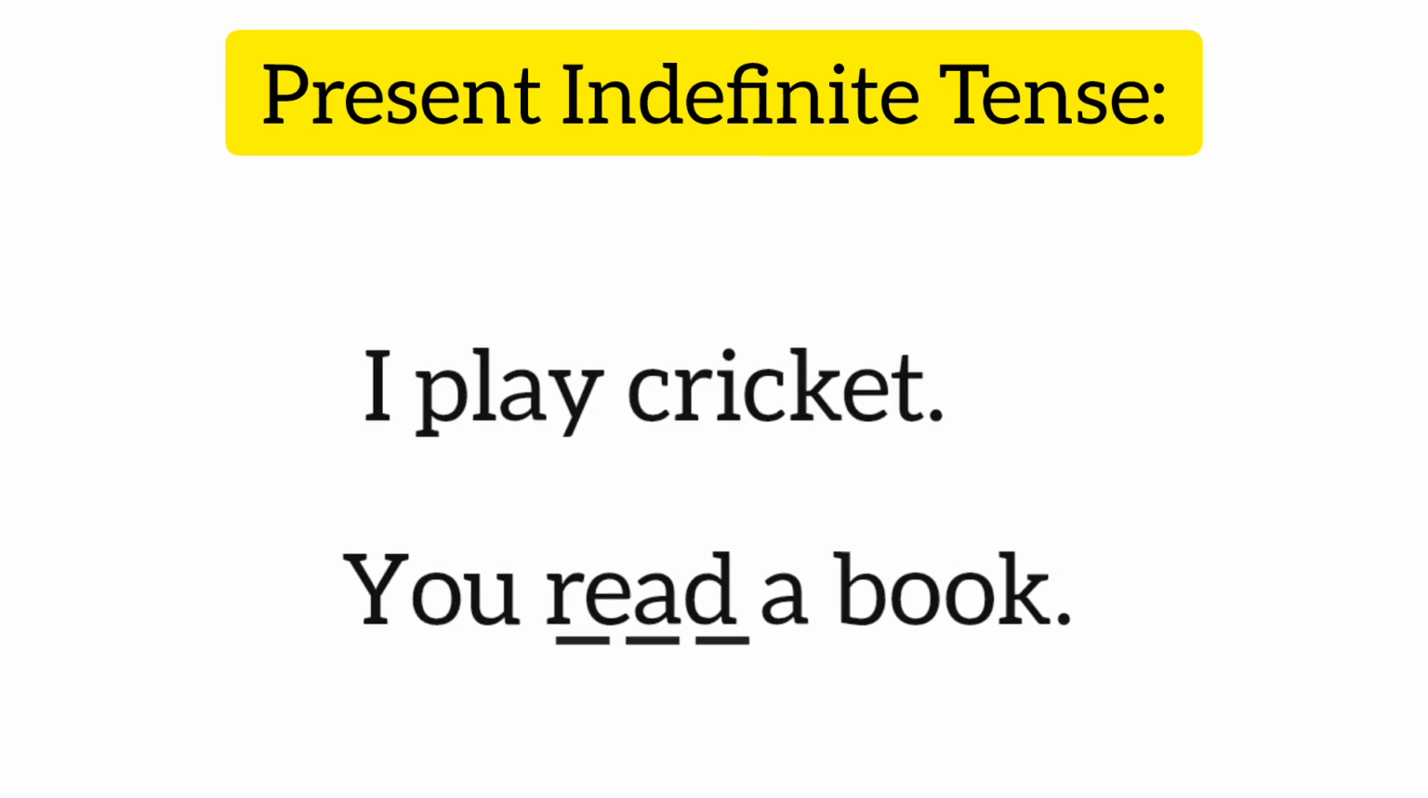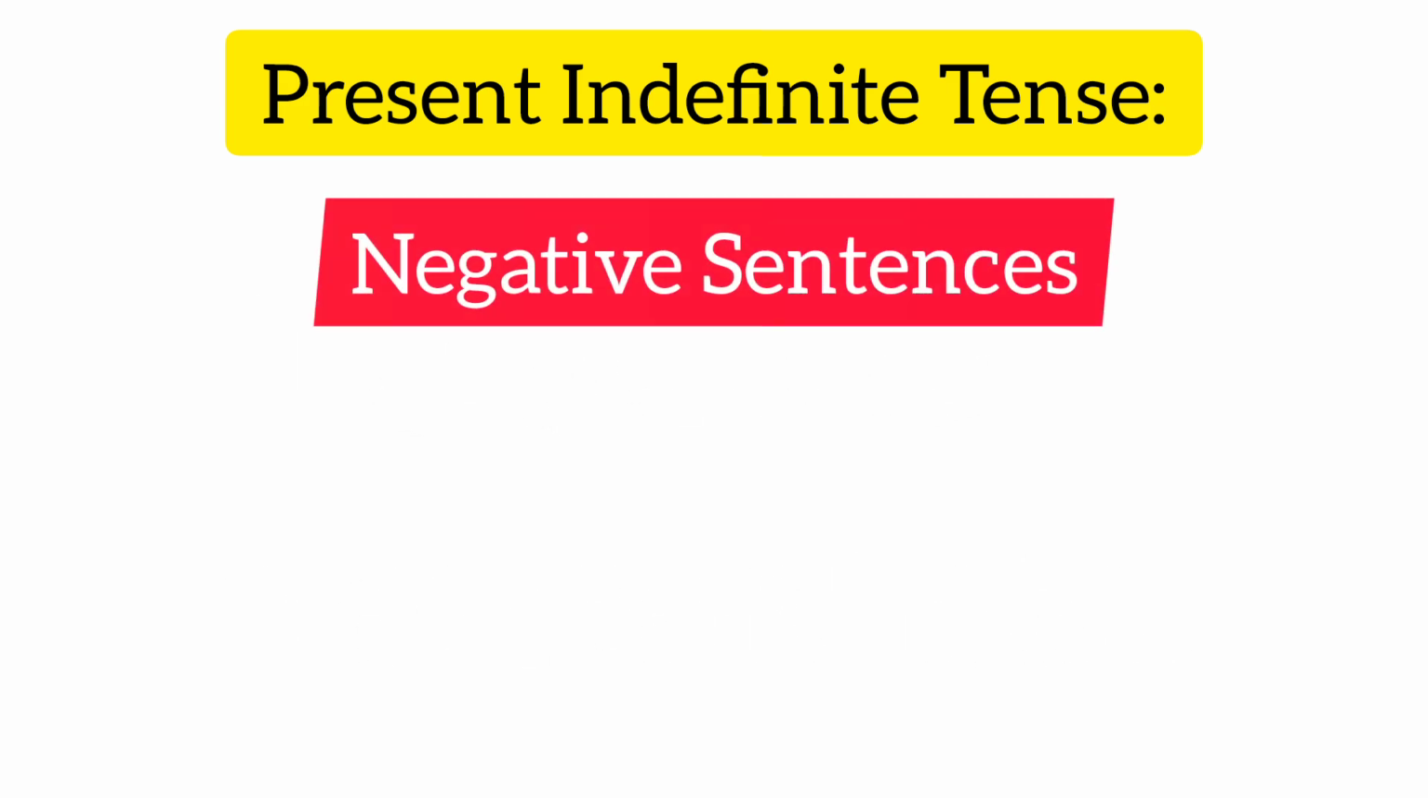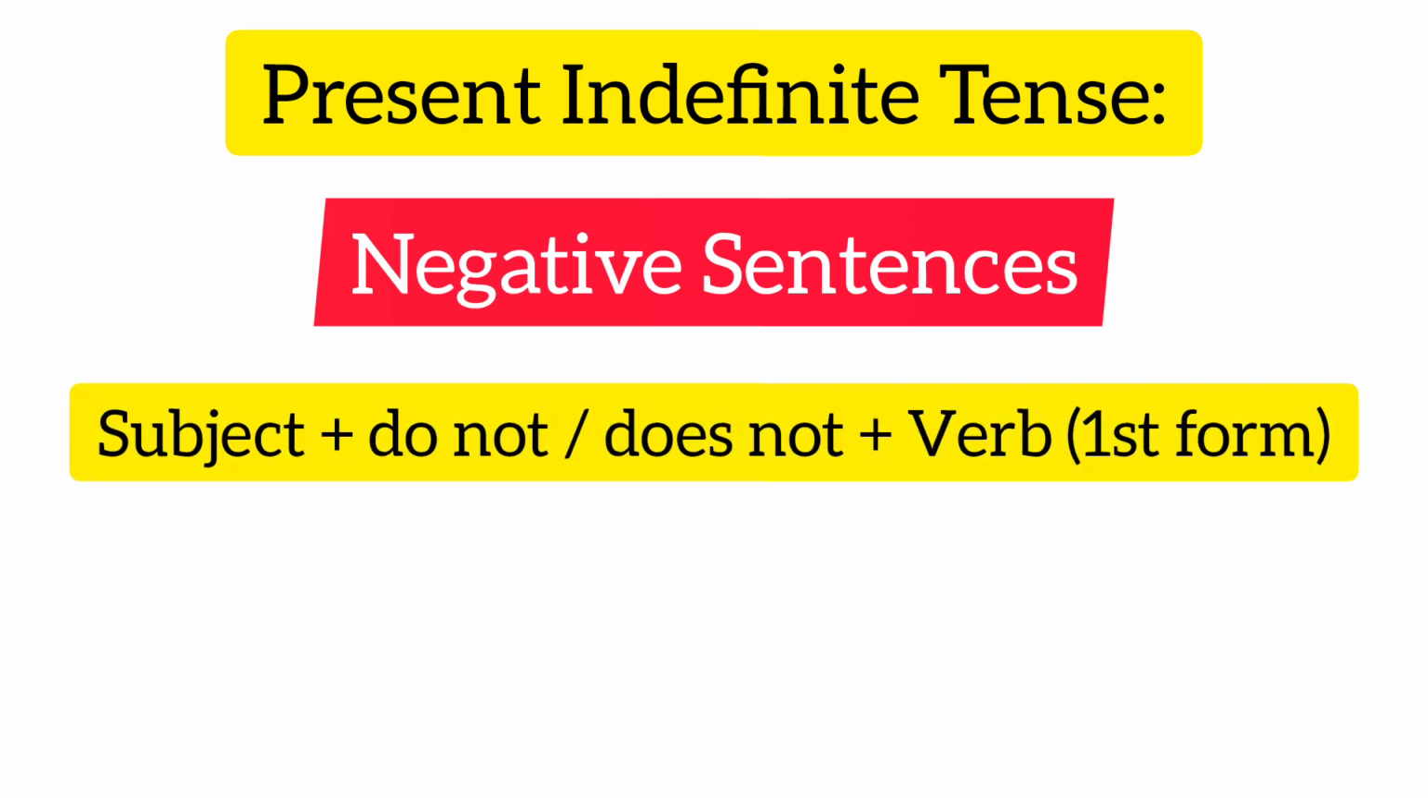Okay, now let's move towards the negative sentences. In order to make a sentence negative, you have to remember this formula. Subject plus do not or does not plus verb first form. It means that you have to use subject first, then after the subject, use do not or does not according to the subject of the sentence, and then use first form of the verb, and then use object if there is any object in the sentence.